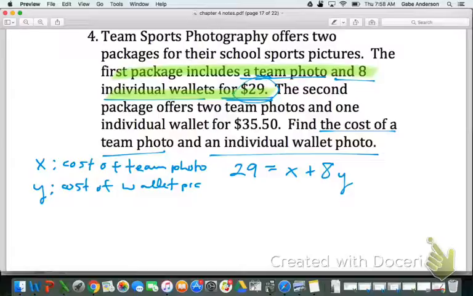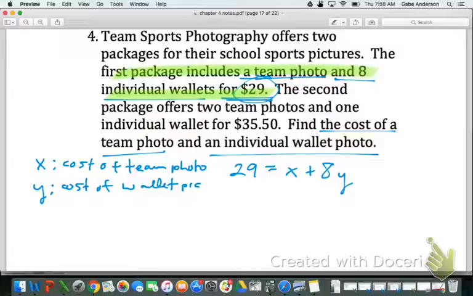Why is it 1x and 8y? Because the price of one team photo, we don't know it, and the price of one individual wallet photo is undetermined. Right, so that's the x and the y, right? We know how many. One team and 8 wallets? Mm-hmm. Yeah. You guys agree with that? I hope you do. That's a good setup. That's a really good setup.